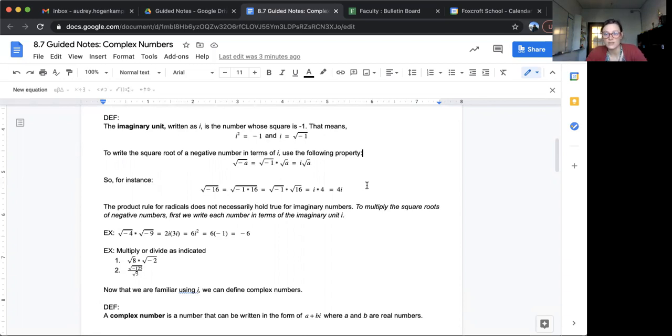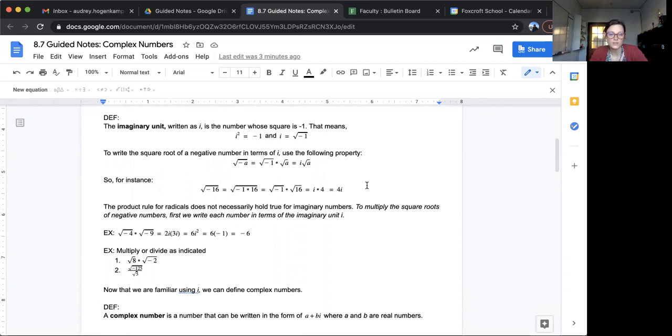So for instance, the square root of -16 we could break up into the square root of -1 times 16. Then our product rule tells us we can break that apart into the square root of -1 times the square root of 16. We know the square root of -1 now is i, and that the square root of 16 is 4. So we're going to get i times 4, which we're going to write as 4i.